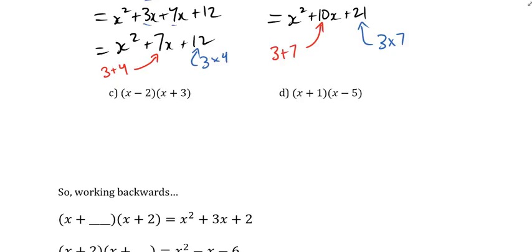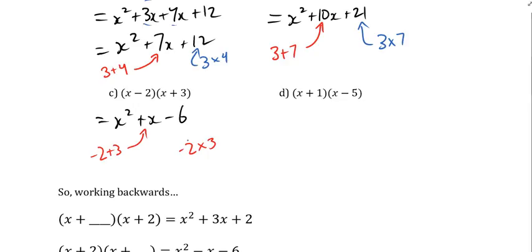Okay, what about this one when we're subtracting? Jaden. So this is negative 2 plus 3, which is positive 1. And this is negative 2 times 3, which is negative 6. So in that case, they had opposite signs, so the middle term was the difference between the two. What's the difference between 2 and 3? There's 1 in between them, so a difference of 1.